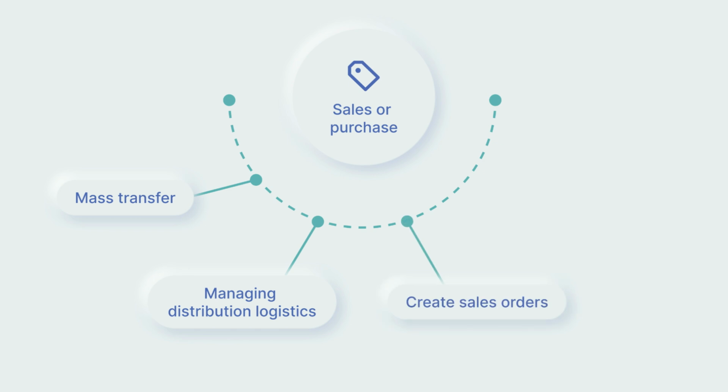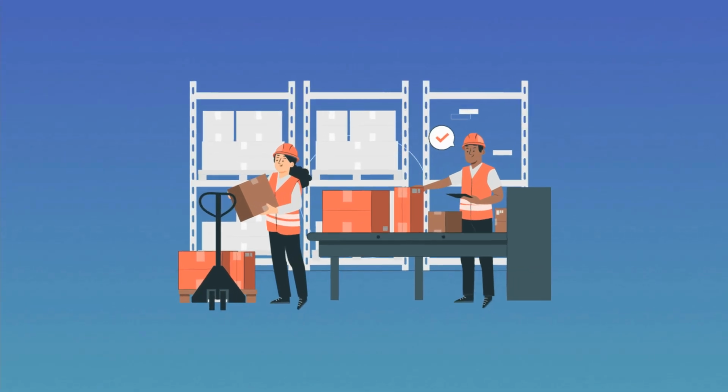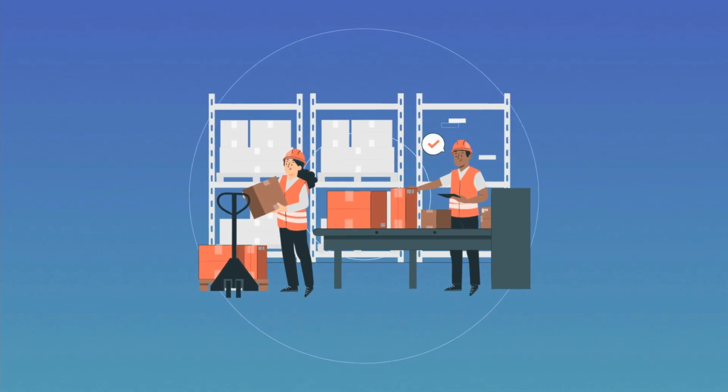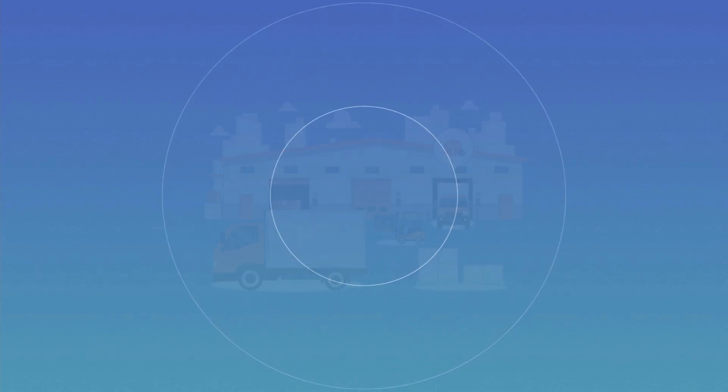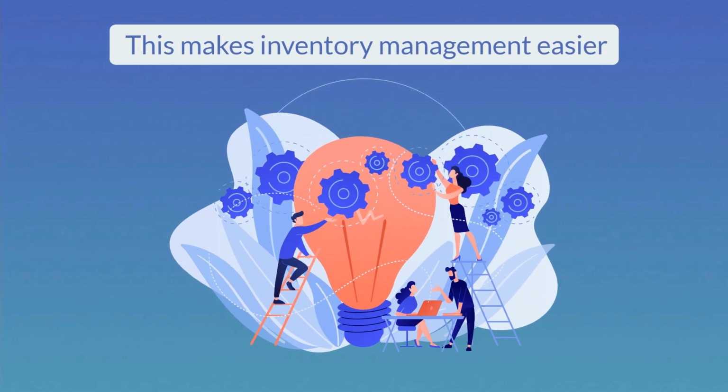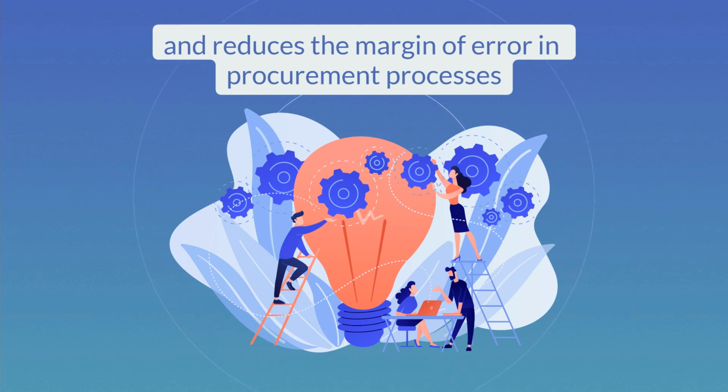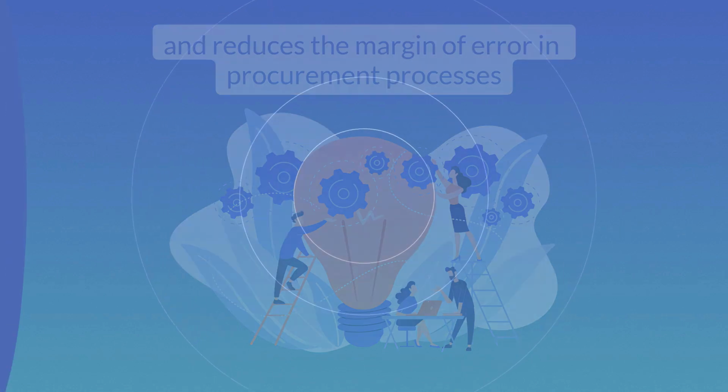One notable feature is the ability to create sales orders directly from customizable Excel templates, eliminating the need for time-consuming manual data entry. In addition, it is possible to receive purchased goods using Excel. This practice is commonly used in third-party rented warehouses, as well as in processing cargo manifest in shipping. This makes inventory management easier and reduces the margin of error in procurement processes.